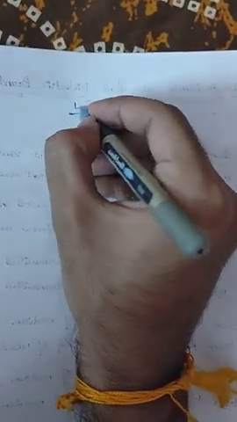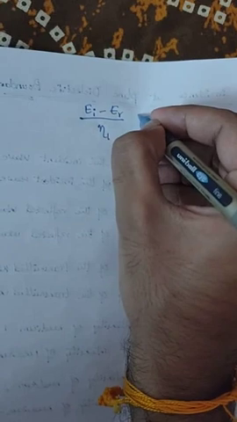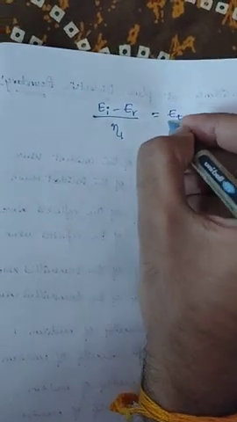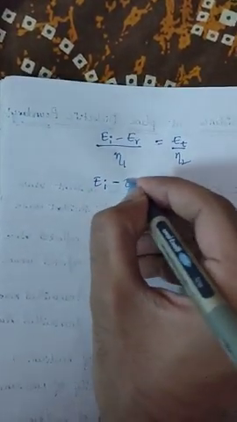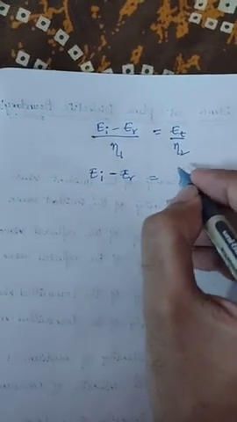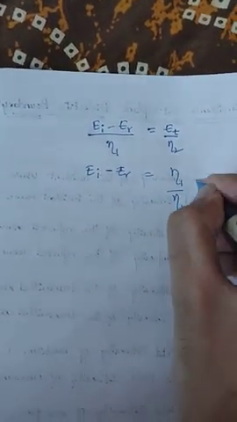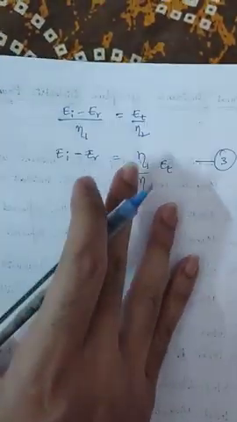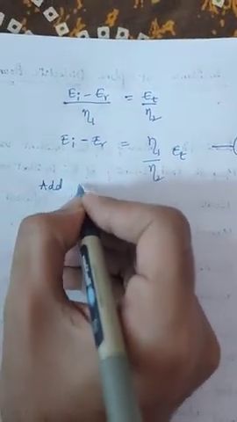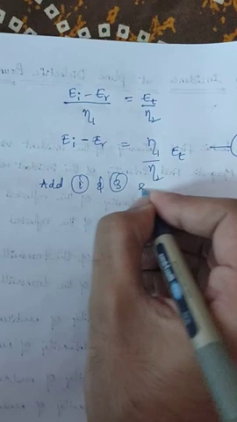Now we'll see, taking the common of eta 1, so we can write EI minus ER is equal to ET by eta 2. So EI minus ER is equal to eta 1 by eta 2 ET. Okay, so this is our third equation. These are the first two equations, and this is the third equation. So now, equations 1 and 3.